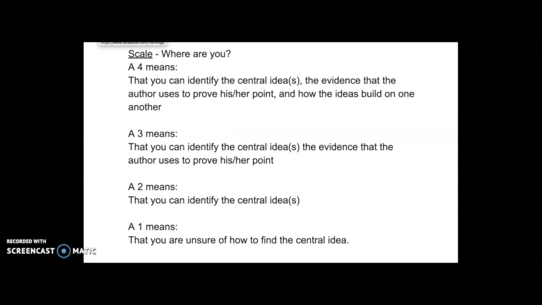And finally, consider the scale. Where would you rate your ability to determine the central idea of a text? Would you put yourself at a 4, a 3, a 2, or a 1? Keep in mind that unless you can identify the tone and the bias in each article, you can't rate yourself a 4. If you identified that right away, you can put yourself at a 4. But if that was something that was extra and maybe you didn't identify right away, you're probably at a 3.